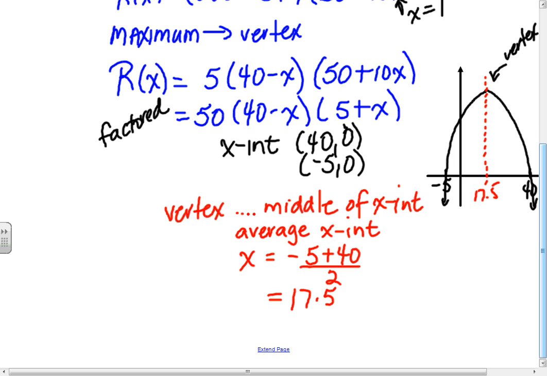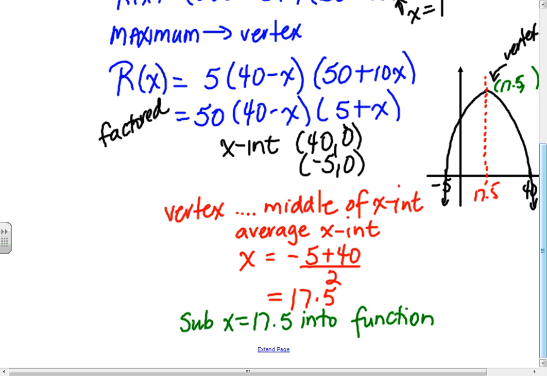17.5. But that's not quite our answer. That tells me when the answer happens. But if I want my maximum revenue, I want a point. And I know that point is going to be 17.5 something. And to get that y value, I am going to substitute x equals 17.5 into the function.